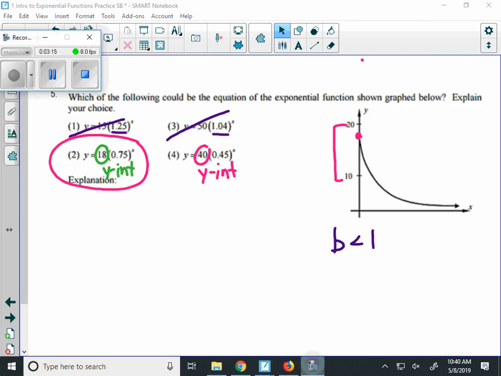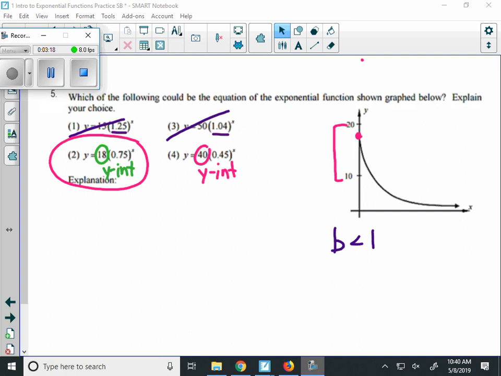All right, hopefully you're understanding exponential functions, the basics, okay? So we can move on to word problems.